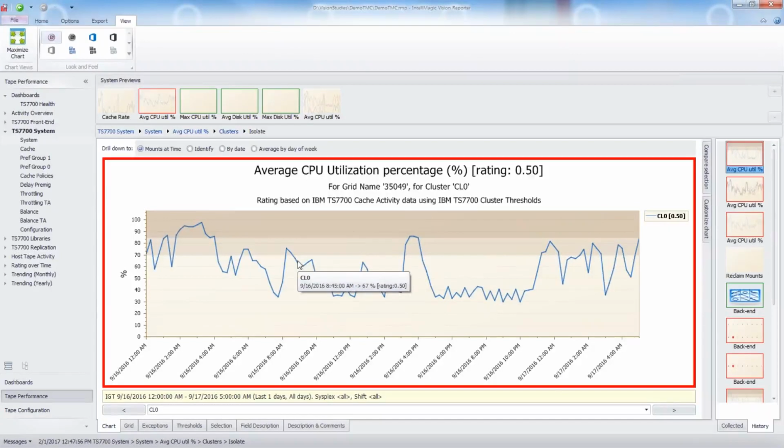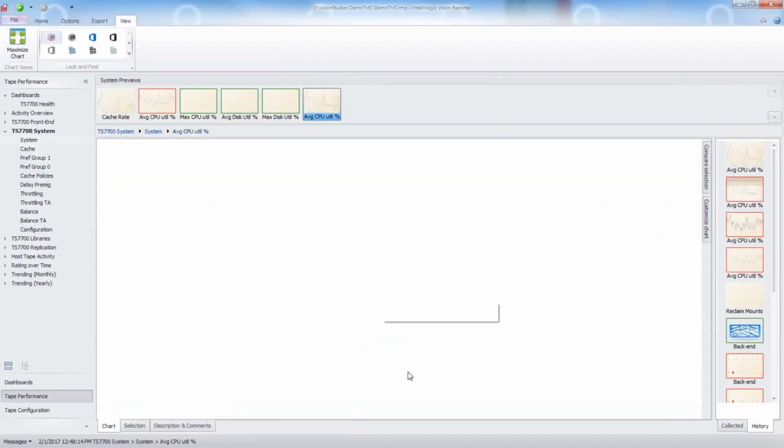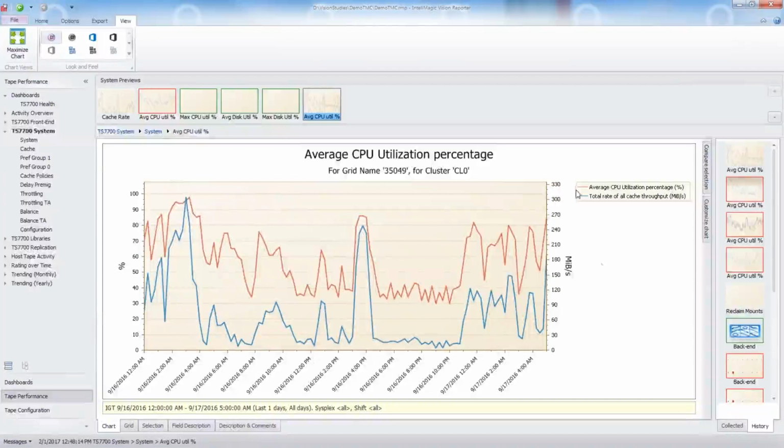One of the things that correlates very highly with CPU utilization is the cache throughput. So I actually created a graph that maps both variables together. Here the red line is the total CPU utilization percent, and here's the total rate of all cache throughput going on within the cluster itself. As you can see, these two variables are very highly correlated. Whenever there's activity going on in the cache, that's when the CPU is going to get busy.